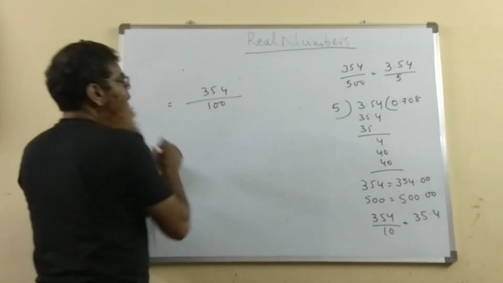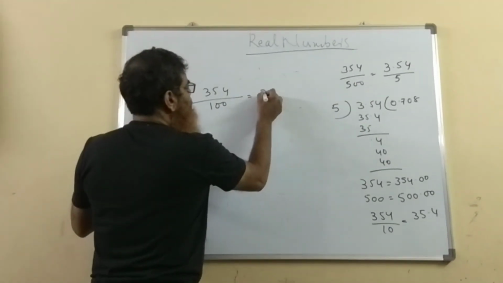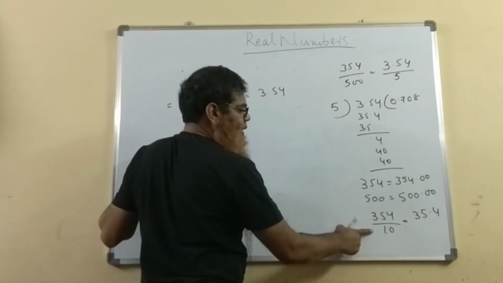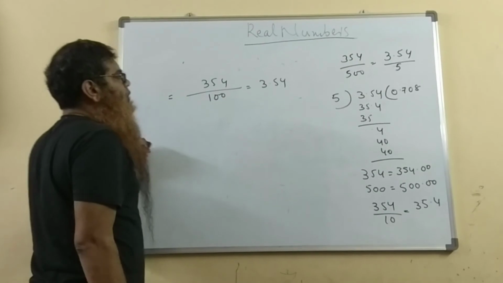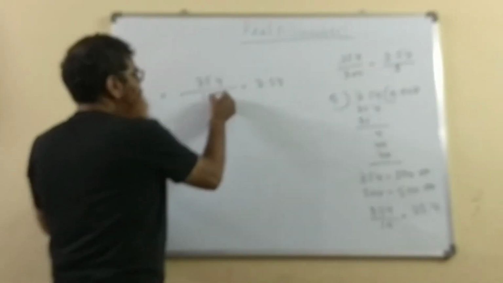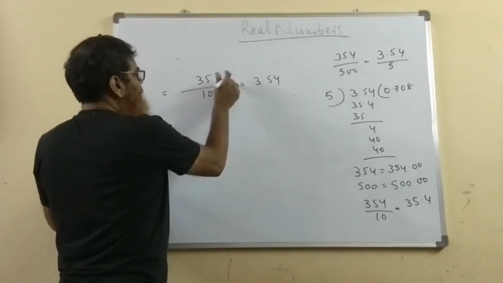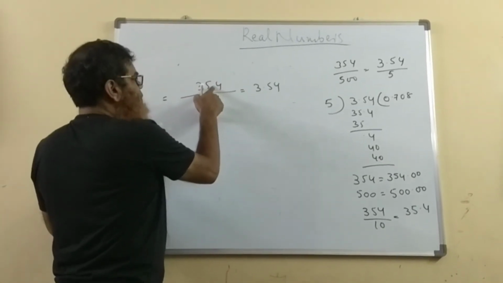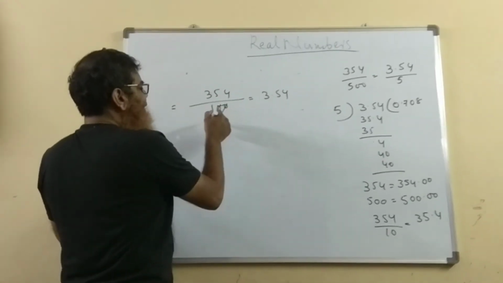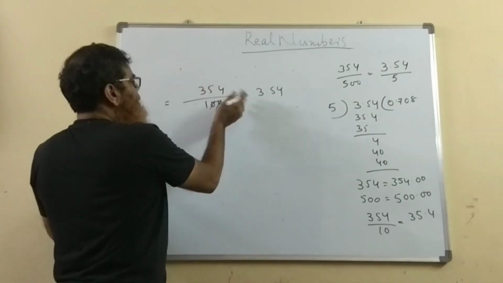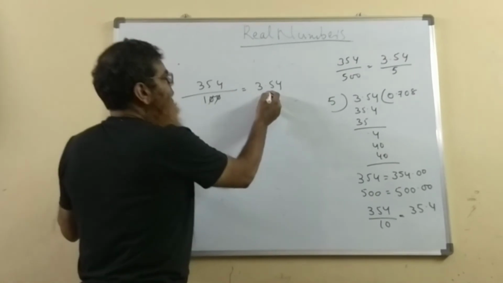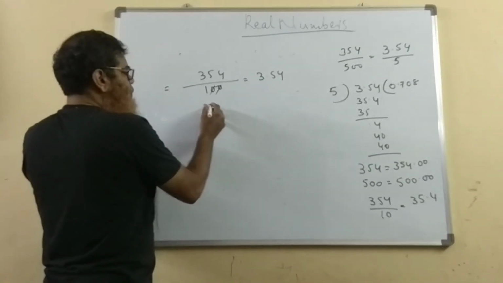354 divided by 100 simply becomes 3.54. When we divided by 10, it became 35.4, so when this 0 goes, the decimal comes to the next place on the left side. Another 0, so 354 divided by 100, the decimal comes two places for the two zeros. So that becomes 3.54.